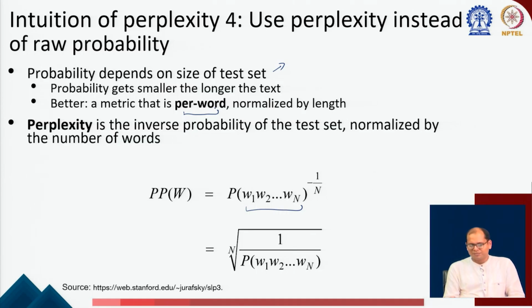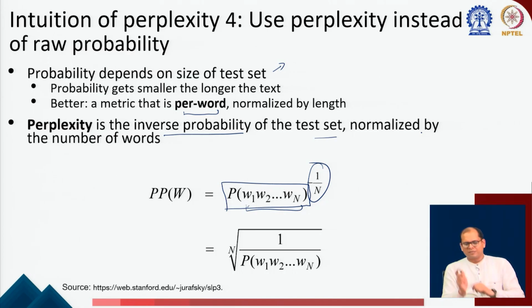So what will you do? You take the probability of the entire test set, and then you raise it to the power minus 1 by n. Why 1 by n? 1 by n is just like the geometric mean, and the minus is just the inverse. It's the inverse probability of the test set, normalized by the number of words, with the normalization happening in the power 1 by n. So this is how you compute perplexity.